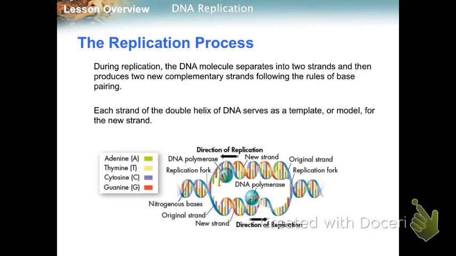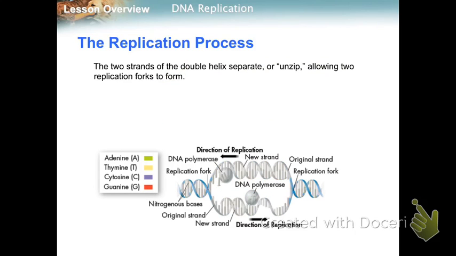During the process of replication, the DNA molecule separates into two strands and then uses the base pairing rules to form two new complementary strands. We call this original strand of DNA a template or a model for the new strand. We'll get into this diagram in the coming slides.